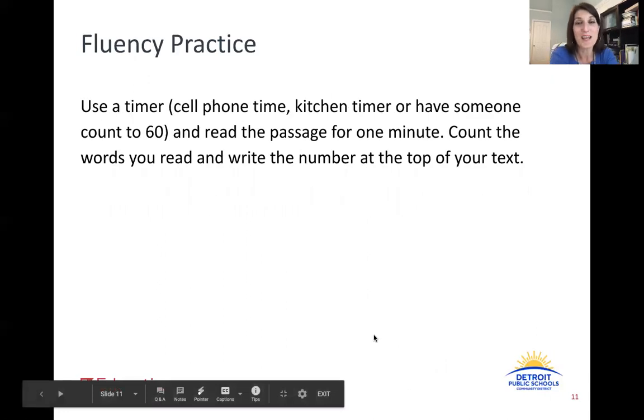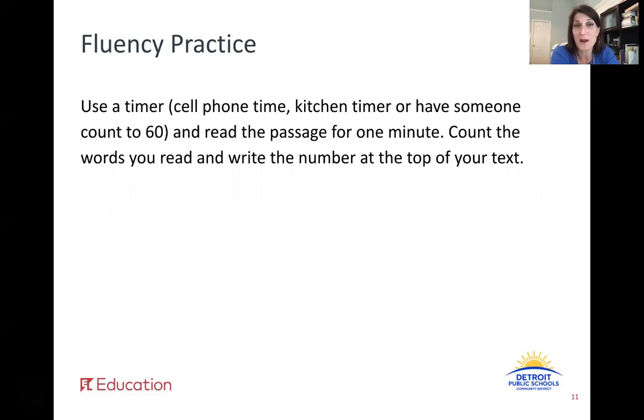And then, as always, this is the first day of our fluency practice, and it's one of my most favorite things for you to grab a timer, use your cell phone or the kitchen timer, have someone count to 60 for you, and read the passage for just 1 minute, reading it fluently and smoothly with expression. And then once that minute is up, make a little tick mark or circle the last word you read, count the words you read, and write the number at the top of your text. Remember, this is just for you to gauge how much you grow each week as a fluent reader.